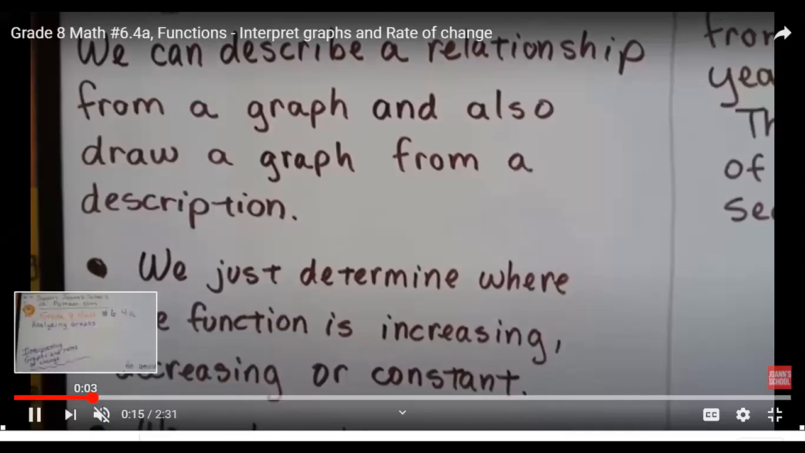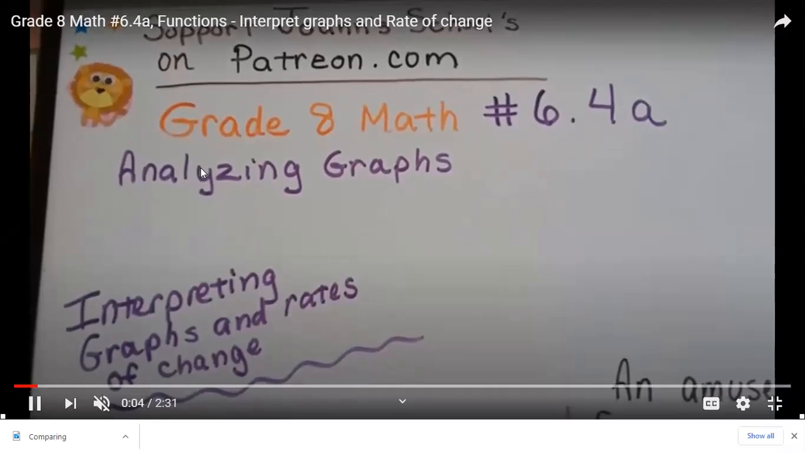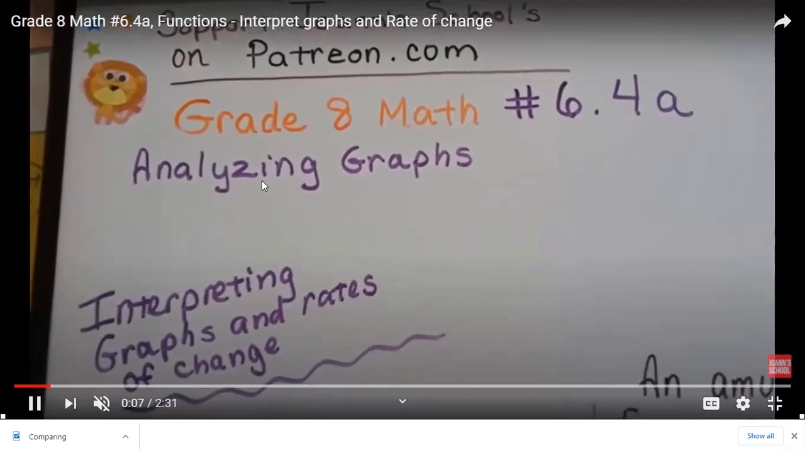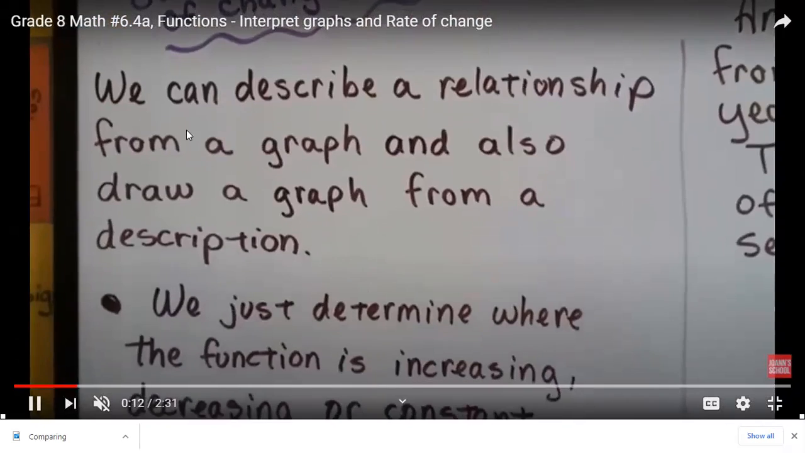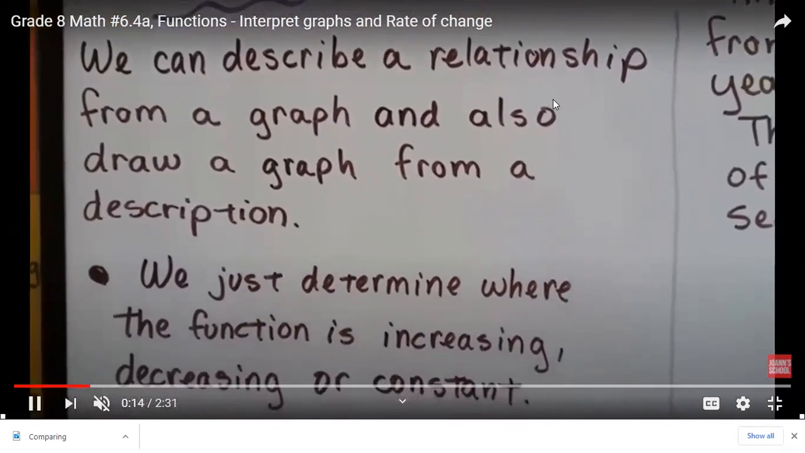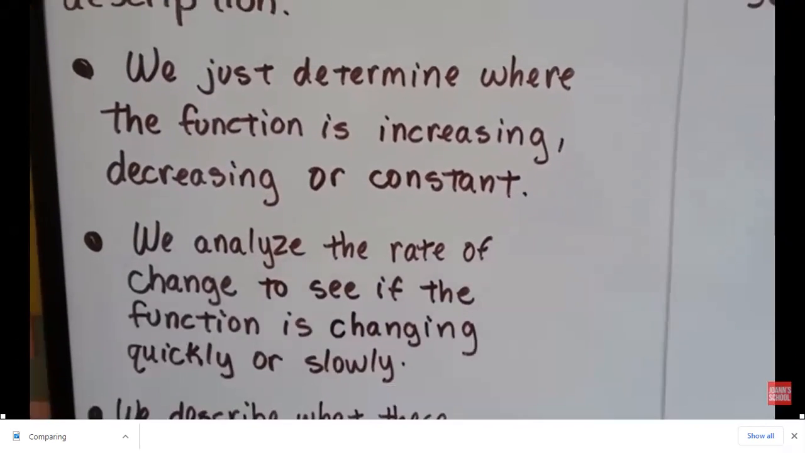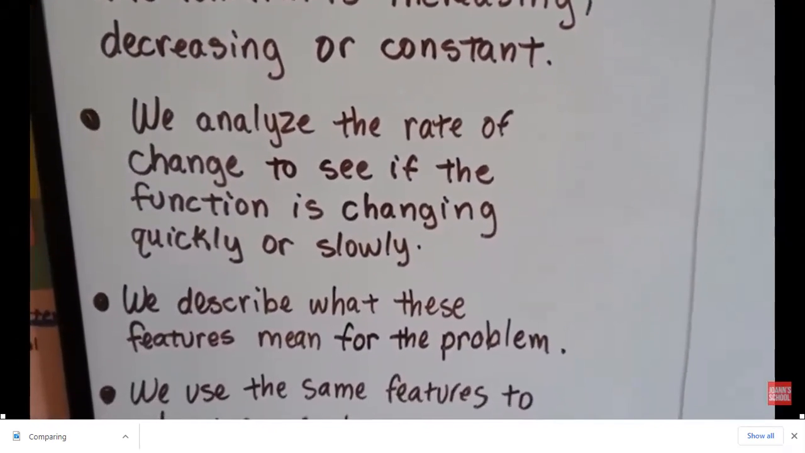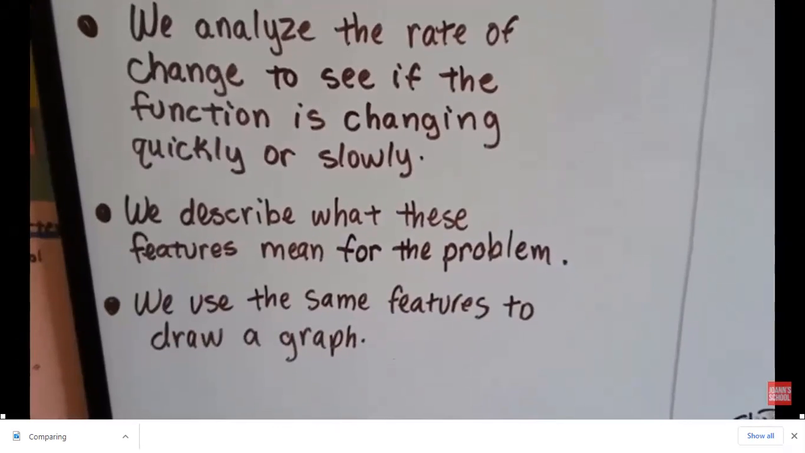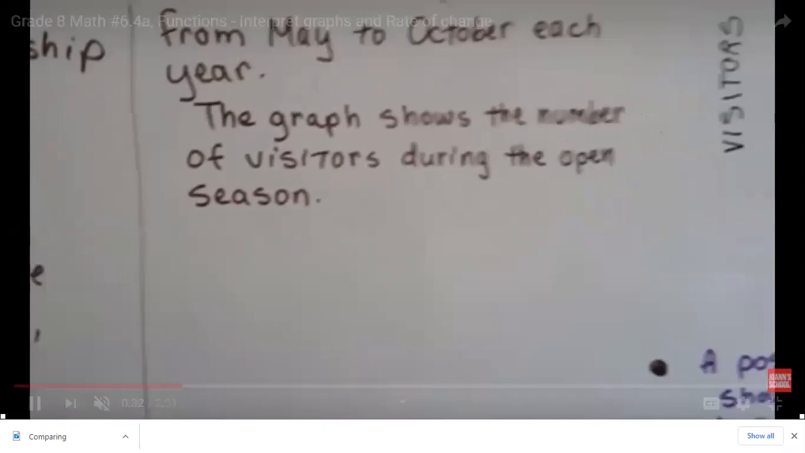We will talk today about interpreting graphs, which is lesson 6.4 in our book. Analyzing graphs. What are the objectives we are going to talk about? Interpreting graphs. We can describe a relationship from a graph and also draw a graph from a description. We determine where the function is increasing, decreasing, or constant. We analyze the rate of change to see if the function is changing quickly or slowly.